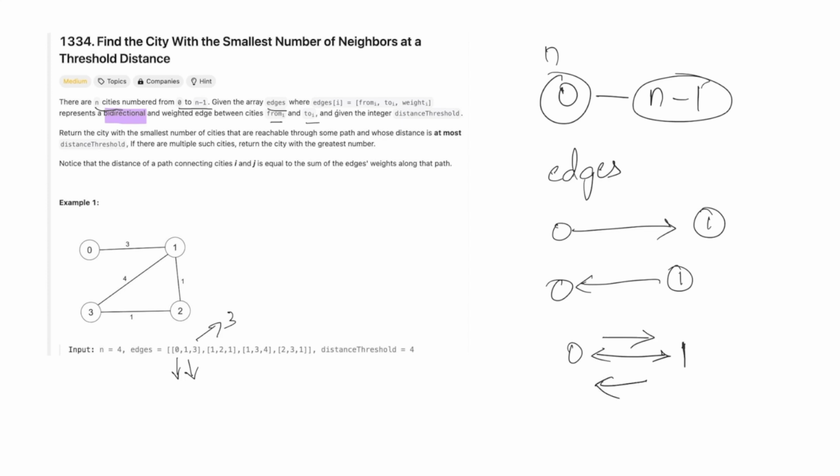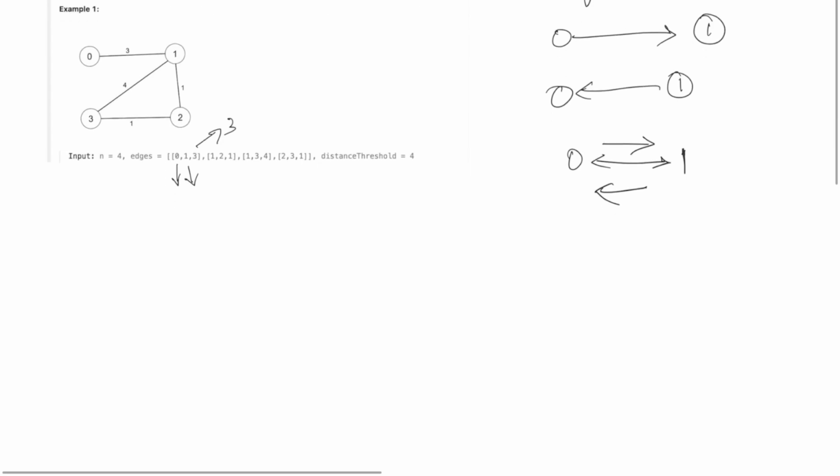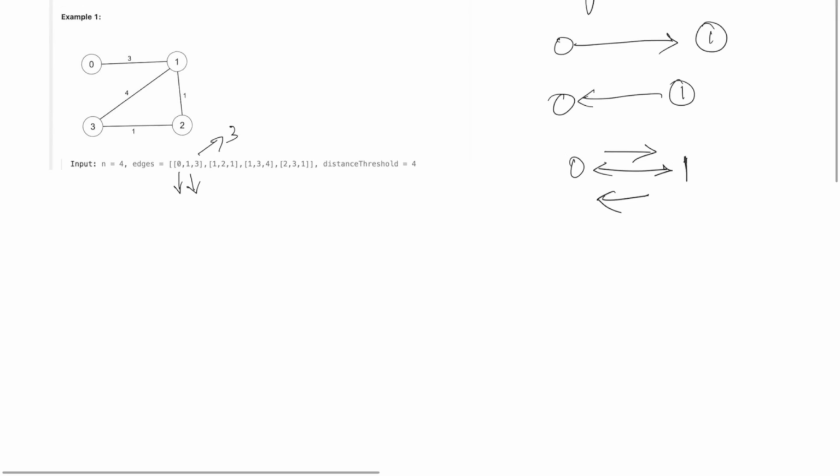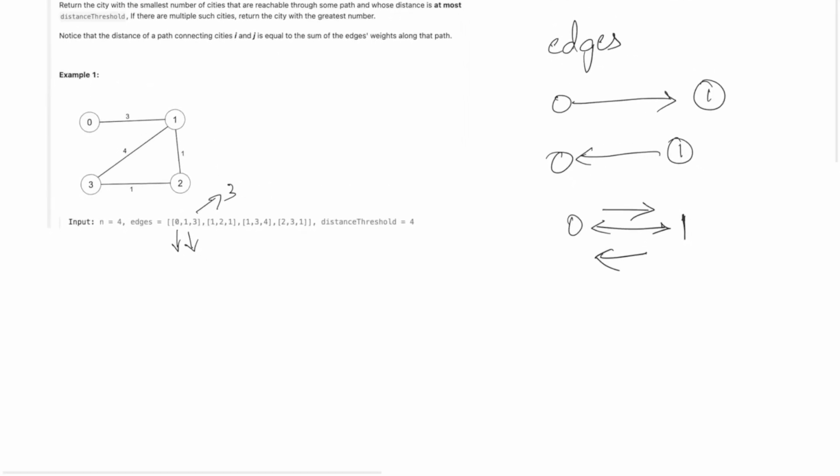You can go from either direction. Okay, you're getting it right. So that's what bidirectional means. And you see here, we are told to return a city from which we can go to the least number of other cities.